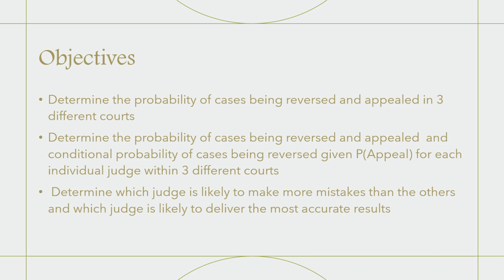So today we want to learn how those situations happen in 3 different courts. Our objective is to determine the probability of cases being reversed and appealed in the 3 different courts. We also want to determine the probability of cases being reversed and appealed, and the conditional probability of cases being reversed given the probability of appeal, for each judge in the 3 different courts. And finally, we want to determine which judge is likely to make more mistakes than any other judges and which judge is likely to make the least amount of mistakes.